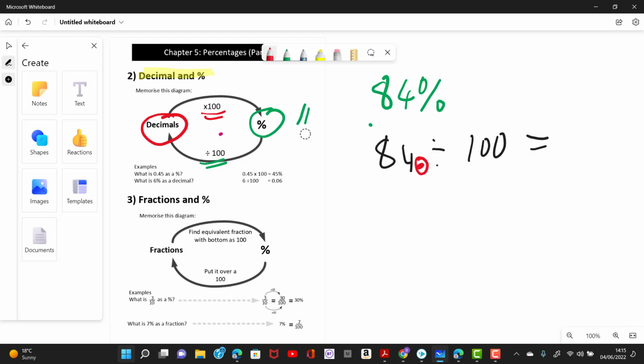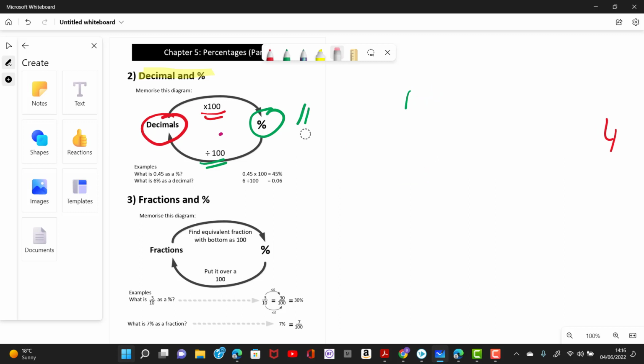So move the decimal to the left. How many times do you move to the left? Twice, because we're dividing by 100. So it's once, twice. 0.84 is the answer. 0.84. Okay, and let's do another example.